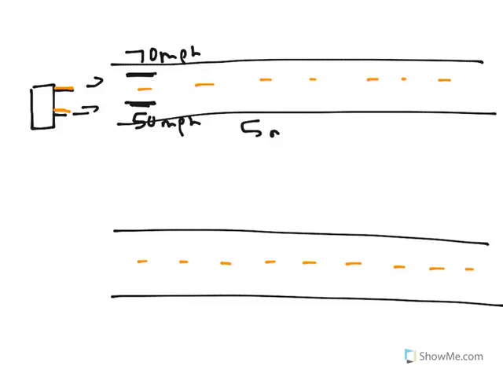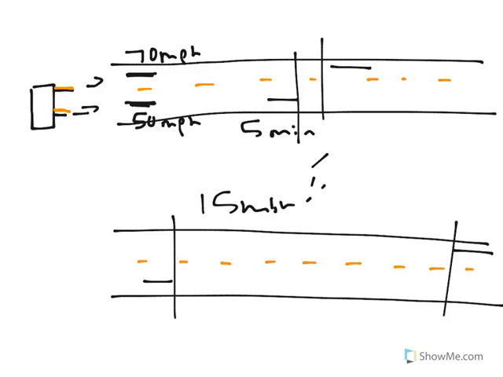Let's go 5 minutes down the road, and what we'll see is the car going 50 miles an hour is starting to move behind the car going 70 miles an hour. If we wait and go 15 minutes down the road, what we'll see is the car going 50 miles an hour now is way behind the car going 70 miles an hour. So the further you get down the line, the bigger the time gap gets between the two cars. This is the same thing here.